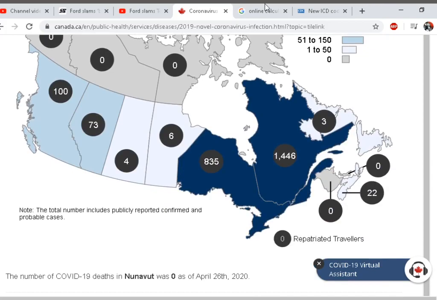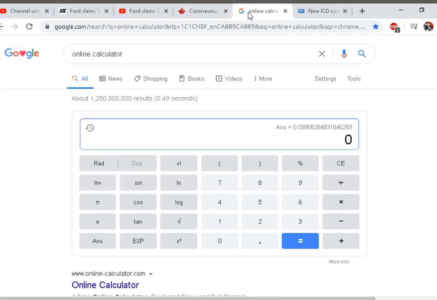So we have 835. And do I really need to show it? Yeah, I do, because it's really ridiculous. 835, right? Divided by 14,570,000, and times that way. So 0.006% of the population have died from this alleged COVID-19.